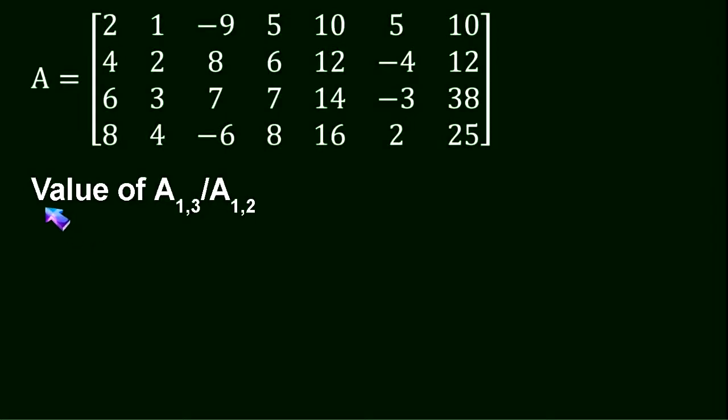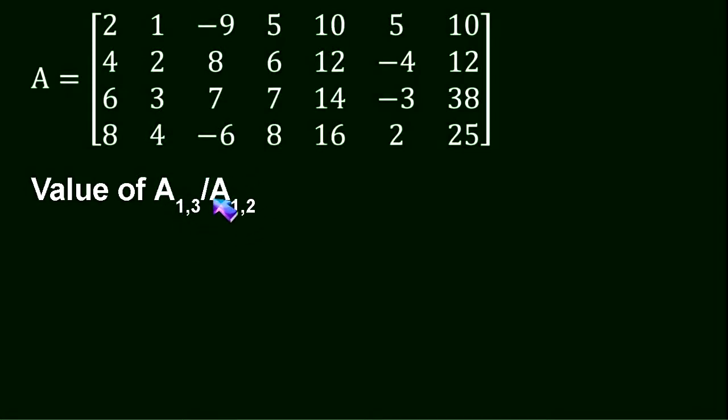Our next example, we have to find the value of the element in the first row of the third column divided by the element in the first row of the second column. First, we have to identify the values of these elements. The element in the first row of the third column is negative 9.